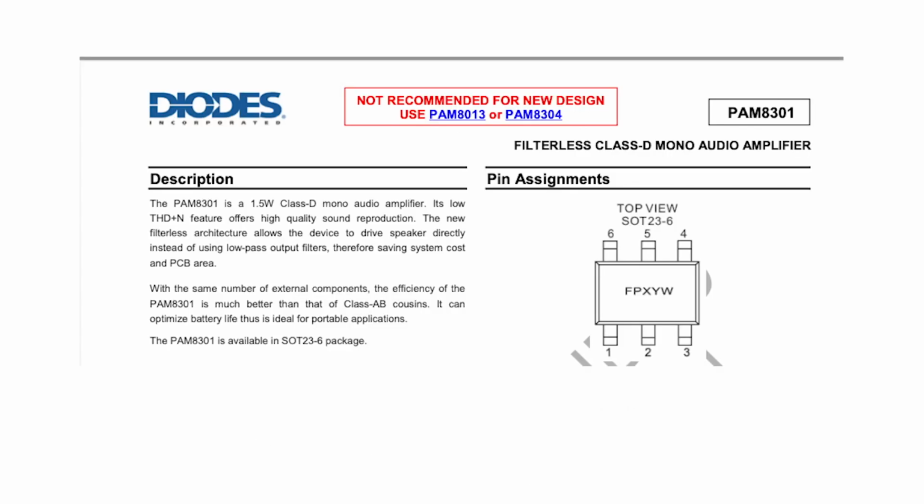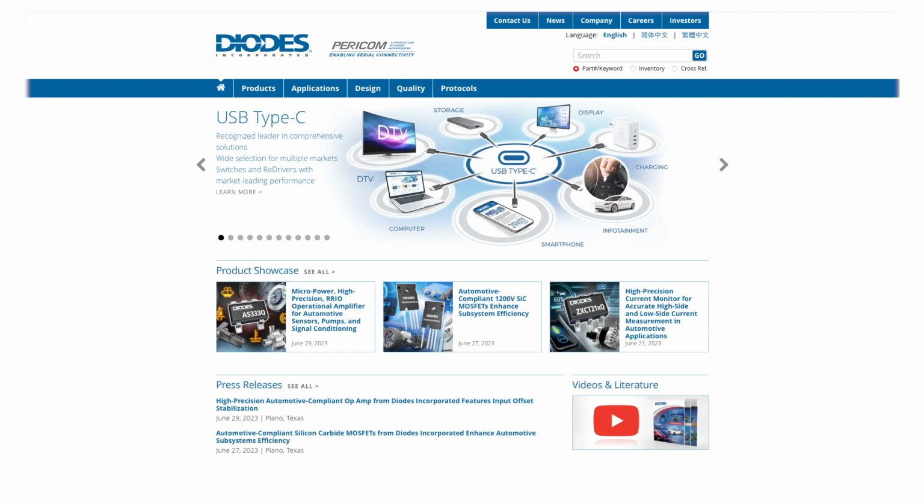Today's episode will cover the datasheet for the Diodes Incorporated PAM8301 Filterless Class D Mono Audio Amplifier. This datasheet is freely available from the Diodes Incorporated website if you would like to follow along.